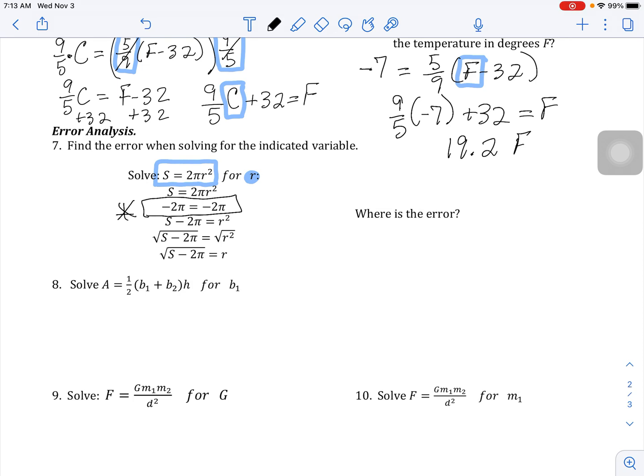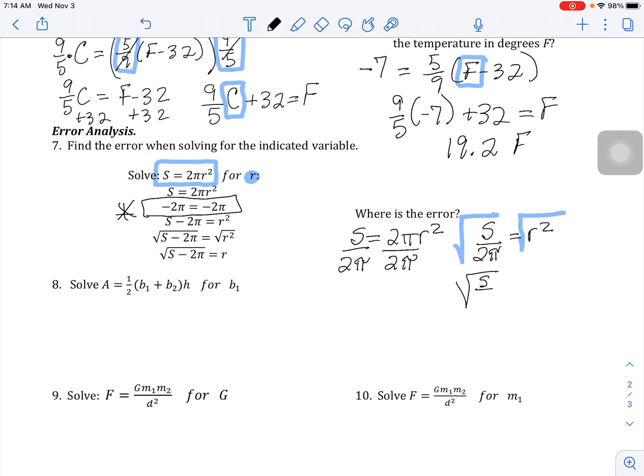So where is the error? So s equals 2 pi r squared. We should be dividing by 2 pi. So that's going to be s over 2 pi equals r squared. And now let's discuss the inverse operation of square. That is square rooting both sides. So we're going to square root and square root. That leaves us with the square root of s over 2 pi equals r.